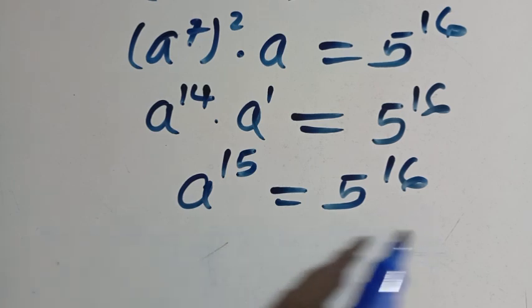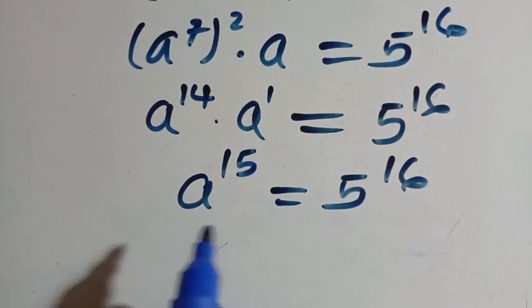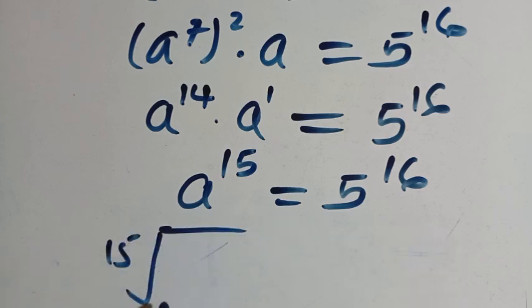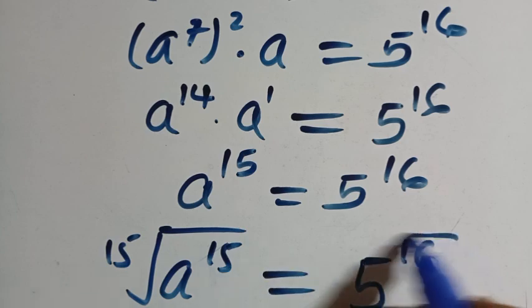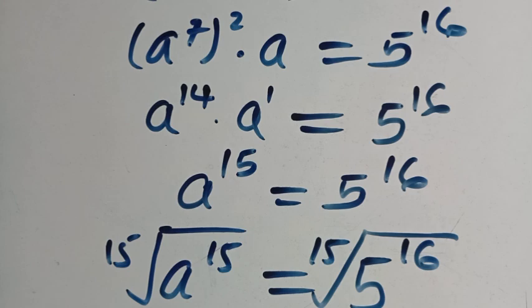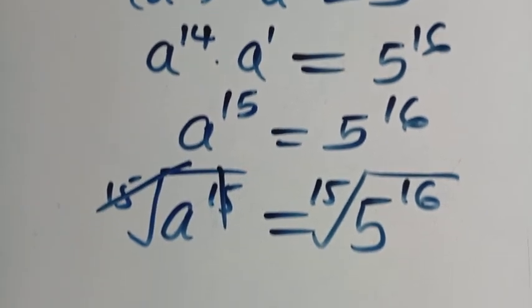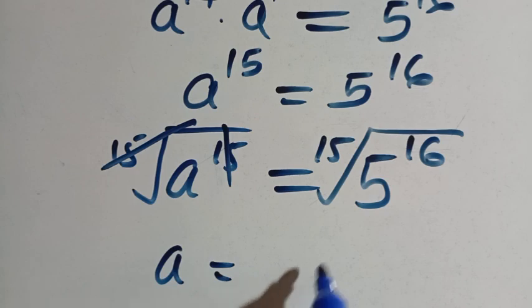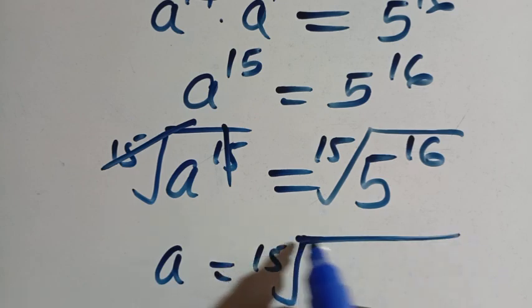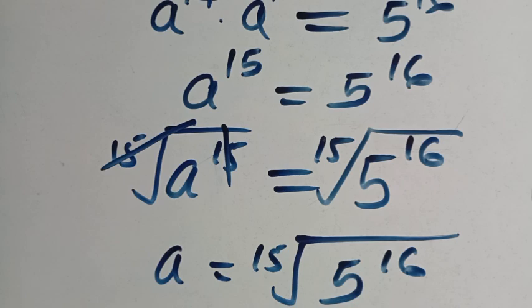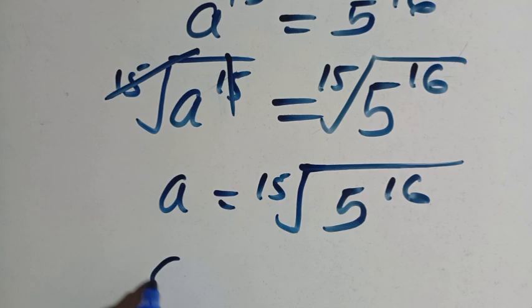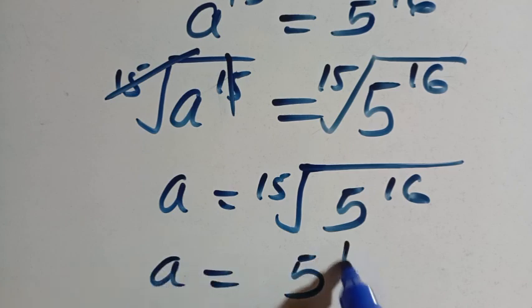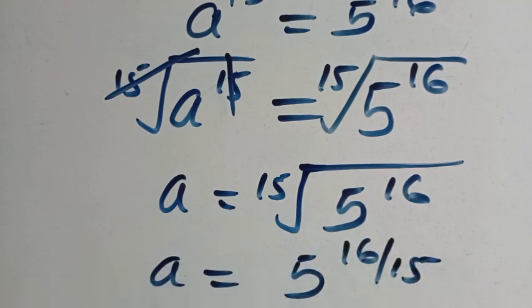With this, we have a raised to the power 15 and 5 raised to the power 16. Suppose we take the 15th root of both sides: the 15th root of a raised to the power 15 equals the 15th root of 5 raised to the power 16. So the root and the power cancel, and we have a equals the 15th root of 5 raised to the power of 16. We can simply write this as a equals 5 raised to the power of 16 divided by 15. So here is the result that satisfies this problem.